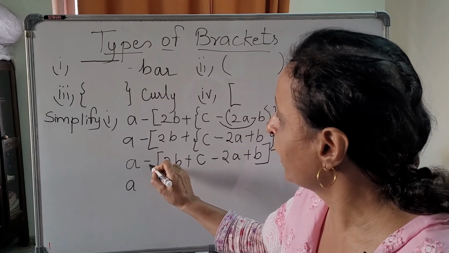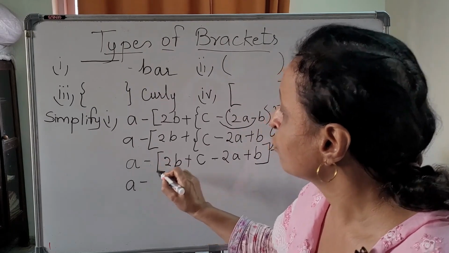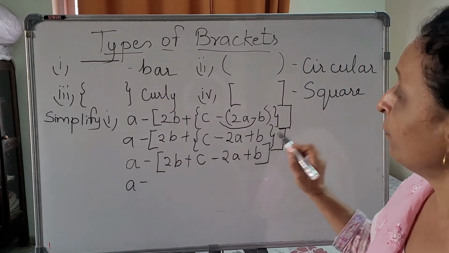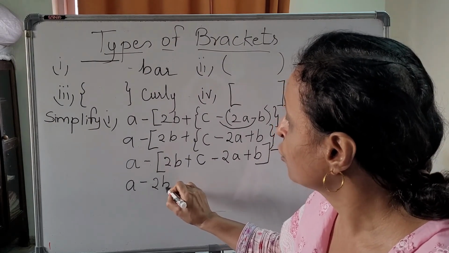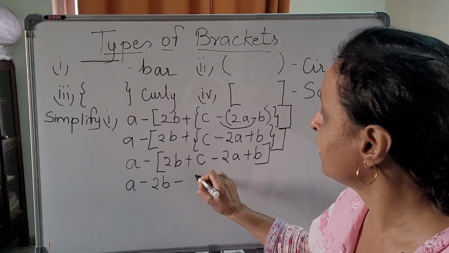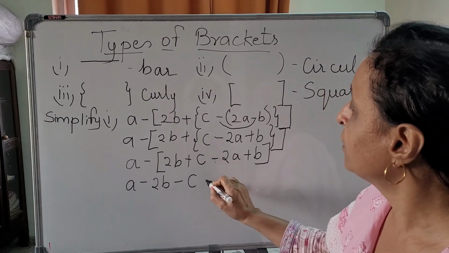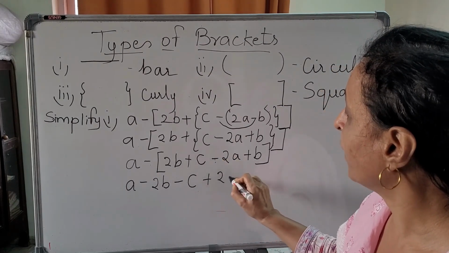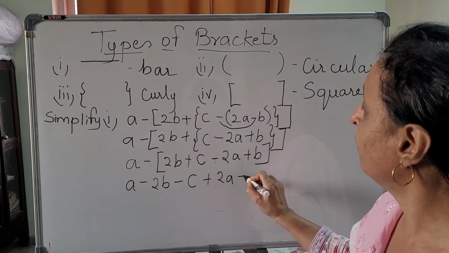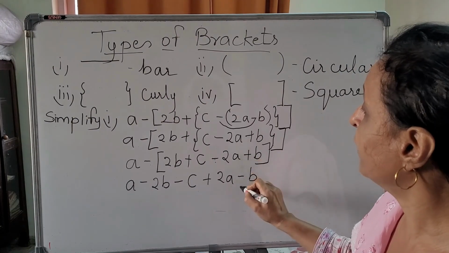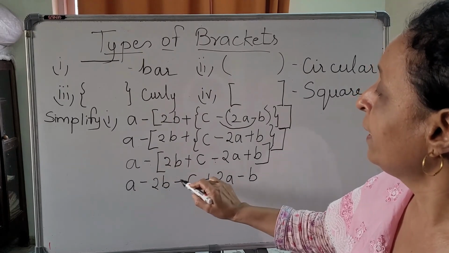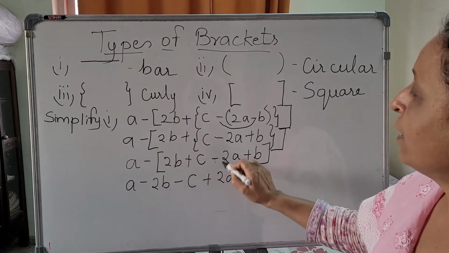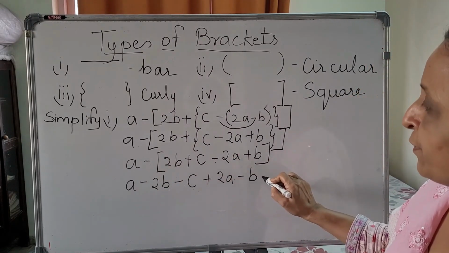Now the sign outside is minus, so inside signs will be changing. Now minus 2b minus c. This minus will become plus 2a. This plus b will become minus b. So you have changed the sign. Minus 2b minus c plus 2a minus b.